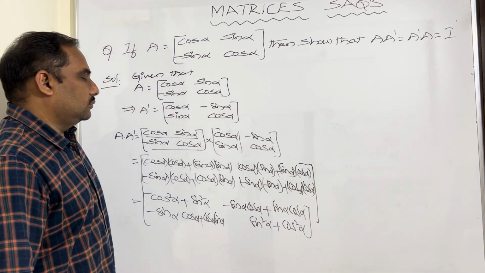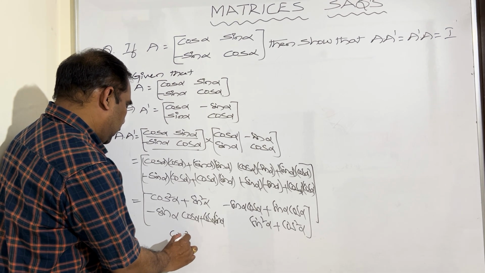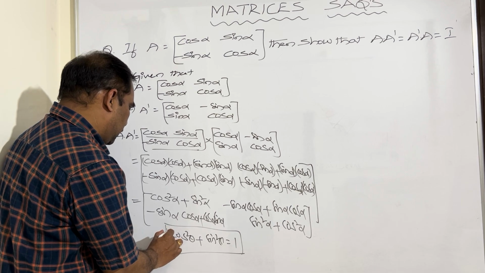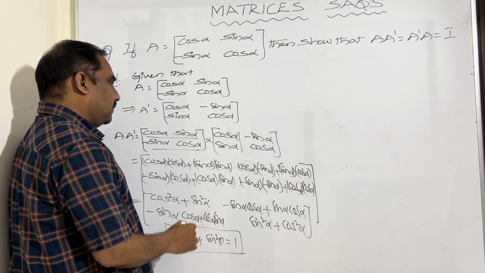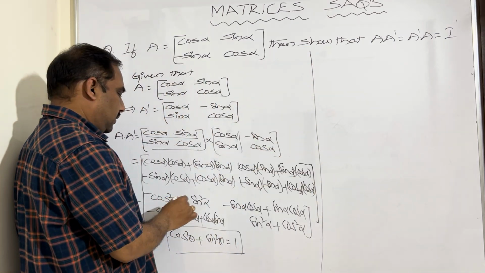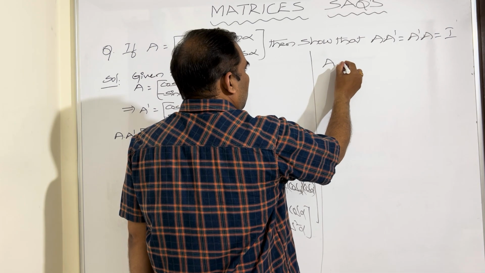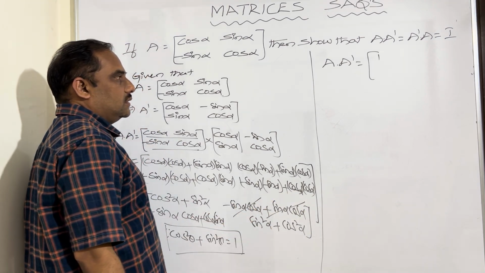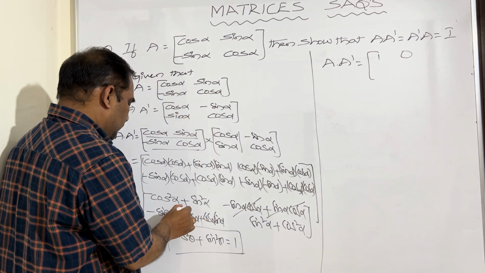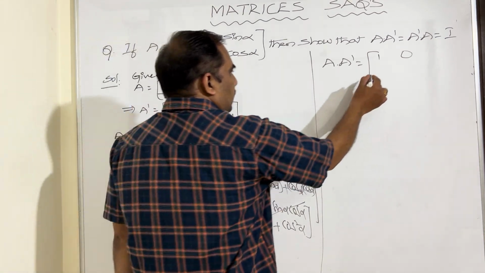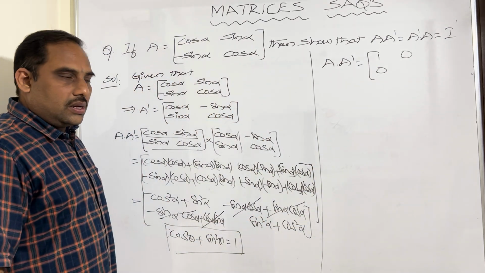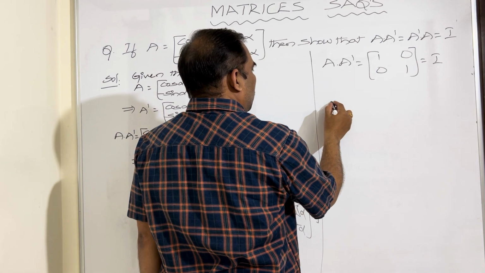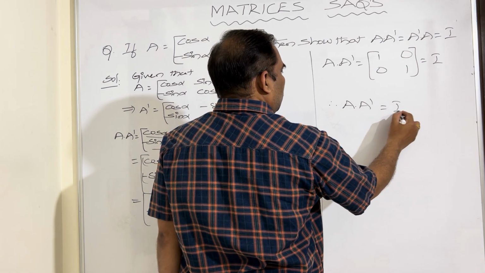We know that cos square theta plus sin square theta is equal to 1. As per this, cos square alpha plus sin square alpha we can write as 1. And minus sin alpha cos alpha plus sin alpha cos alpha gets cancelled, 0. Similarly here, minus sin alpha cos alpha plus cos alpha sin alpha gets cancelled, 0. And here sin square alpha plus cos square alpha is also 1. So this is equal to I. Therefore A into A transpose is equal to I.